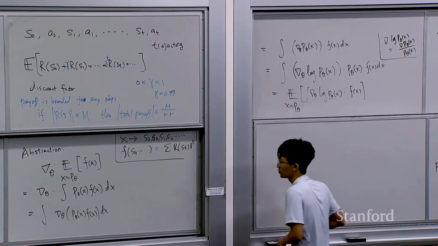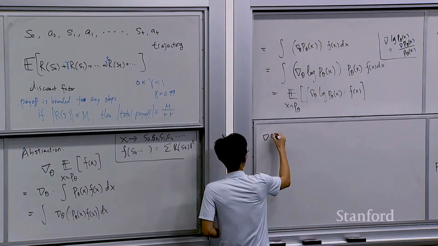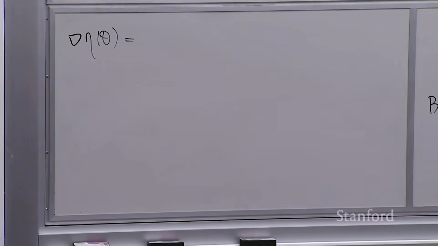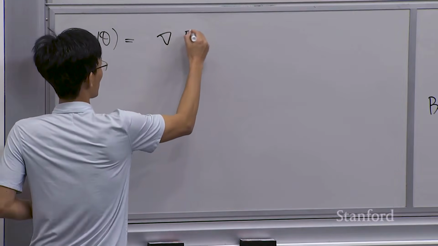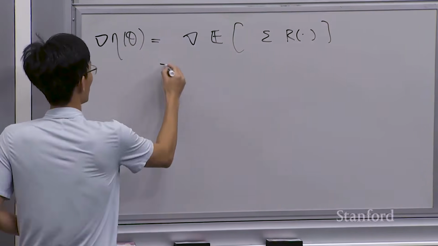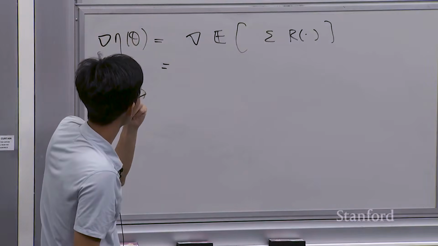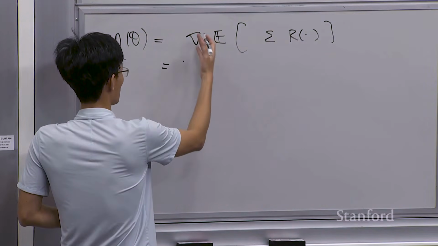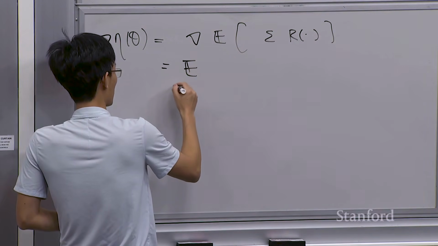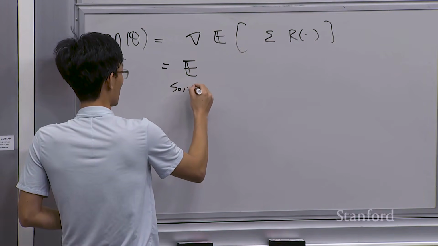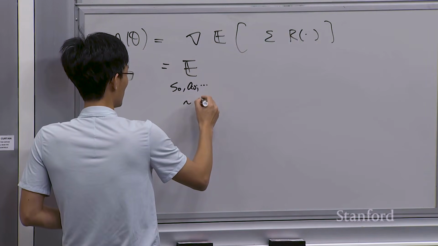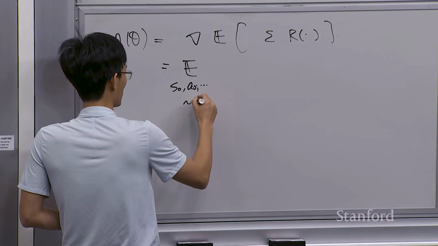So if you apply this tool, then you will see the gradient of eta theta is the gradient of the expectation of the sum of the r's, right? And then you apply this tool, you know that you can swap this in this way. So still the trajectories, right? S0 and A0, and so on and so forth, are from the pi theta, right?